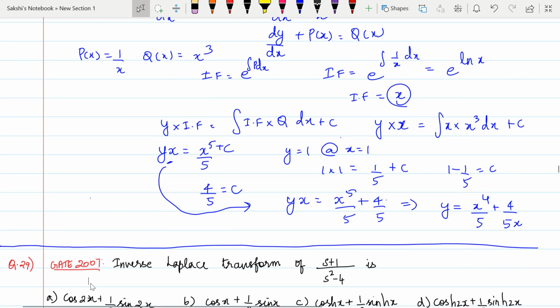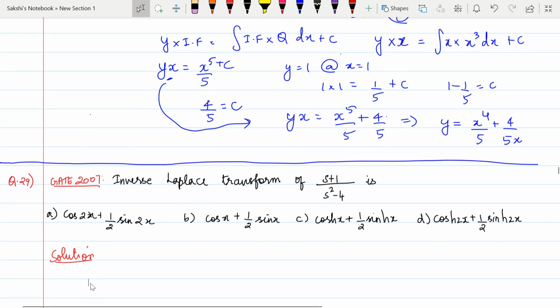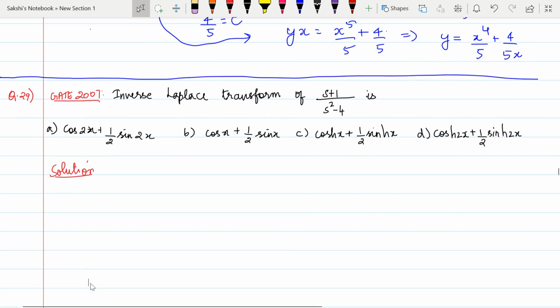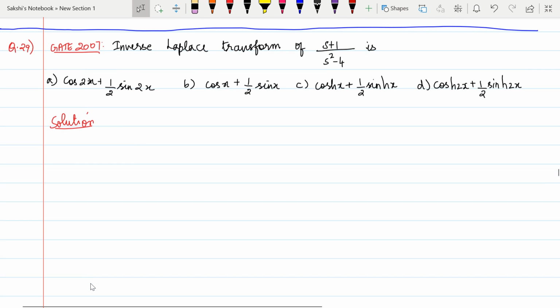If you do not remember, please try to revise these differential equations, their solutions, and try to work out around 10 problems in each type so that you'll have a command on it. So let us see the 29th question, which is from Laplace transform. We have to find the inverse Laplace transform for this particular function.